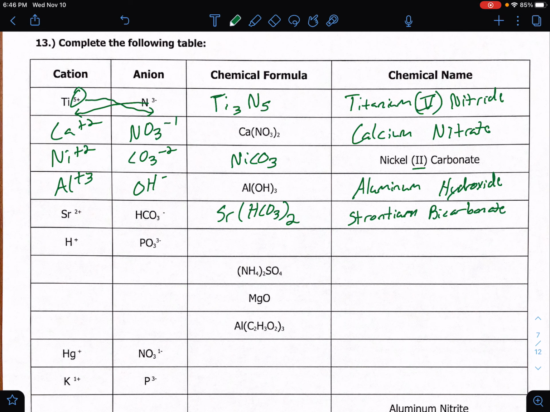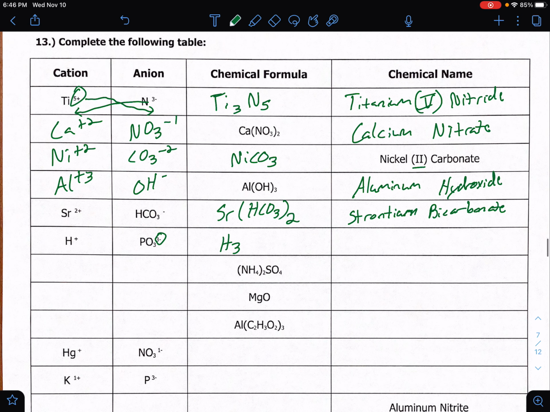The next one, I have H+1 and PO3 with a -3. Okay, so I can see they're not balanced. So I'm going to take that 3, the negative 3 right here, and I'm going to take it to the hydrogen. So that means I need 3 hydrogens. I'm going to take this 1 on the hydrogen and take it to the PO3, so I only need one of them. So that means this is just going to be H3PO3. So that's my formula.